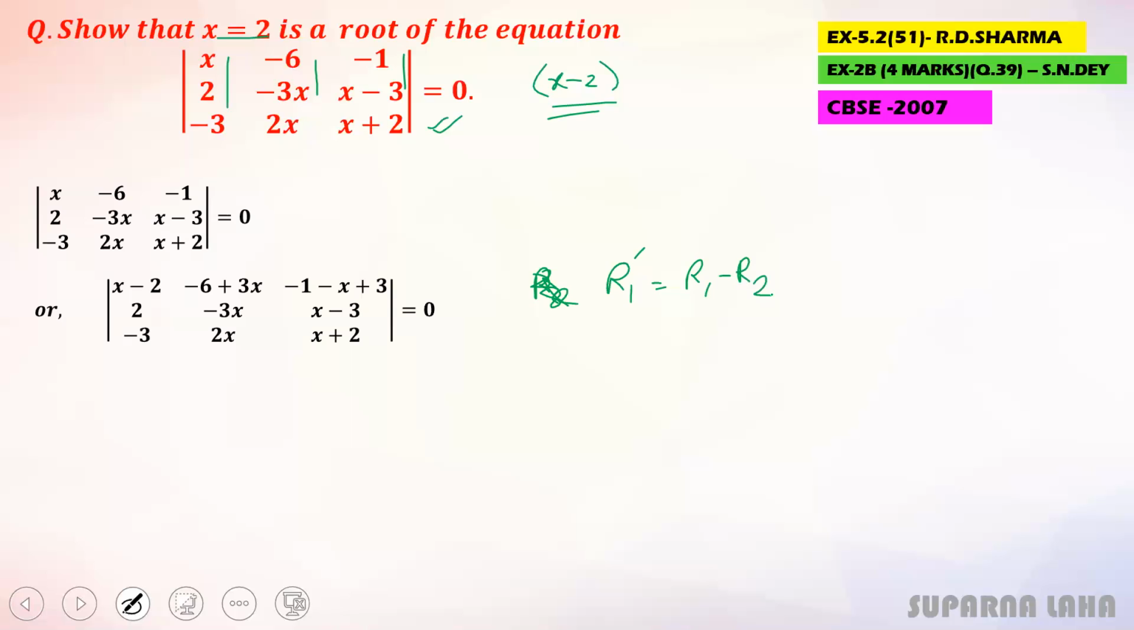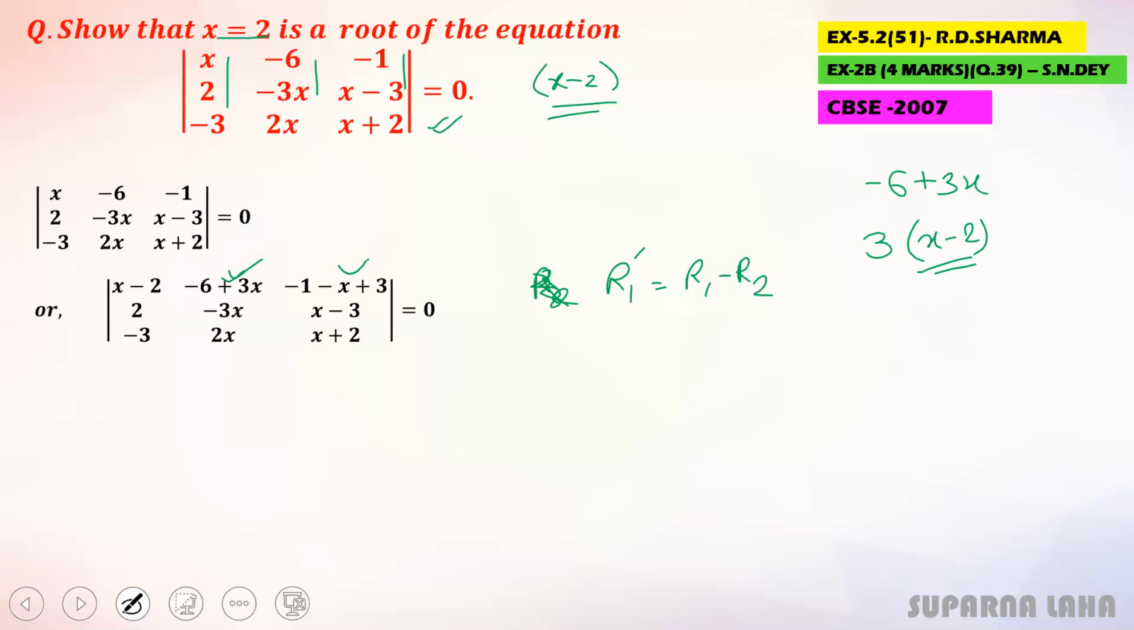Okay. So look at here, this is minus 6 plus 3x, minus 6 plus 3x. Now you can take common this 3. So what is this? x minus 2. So you got the factor here also.